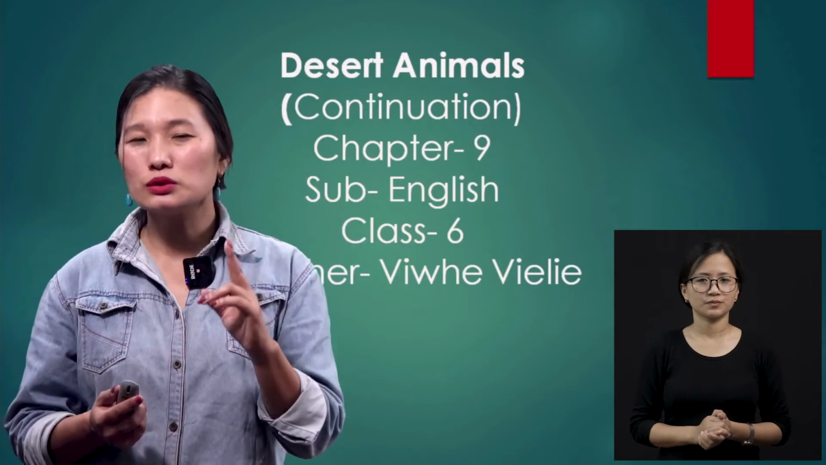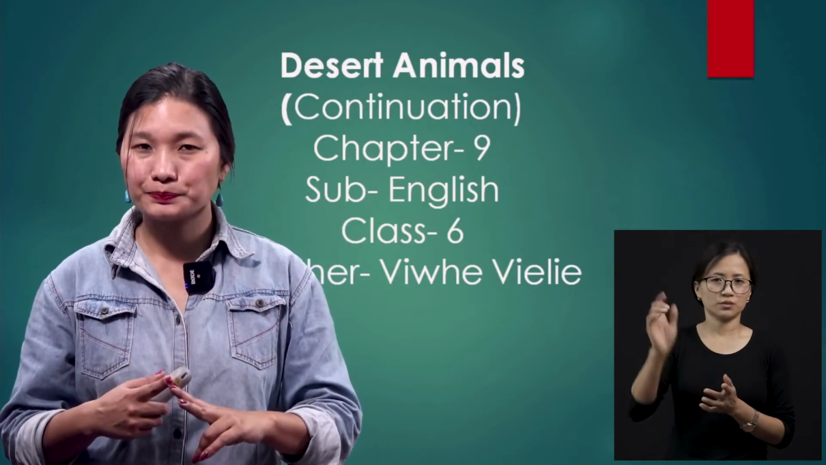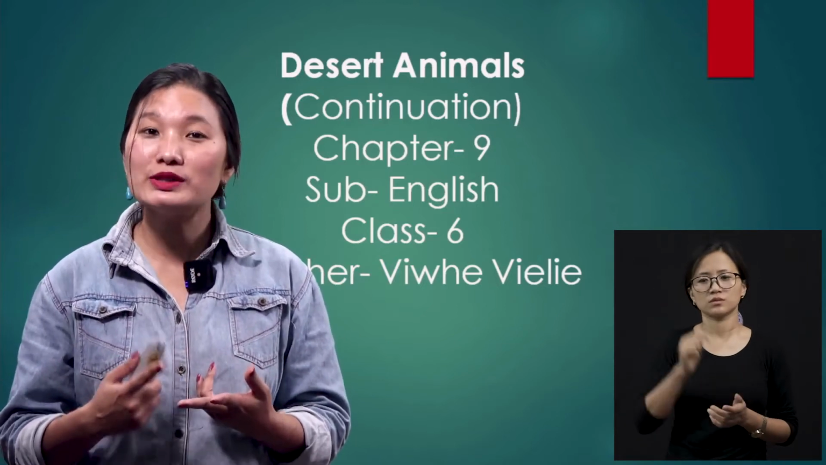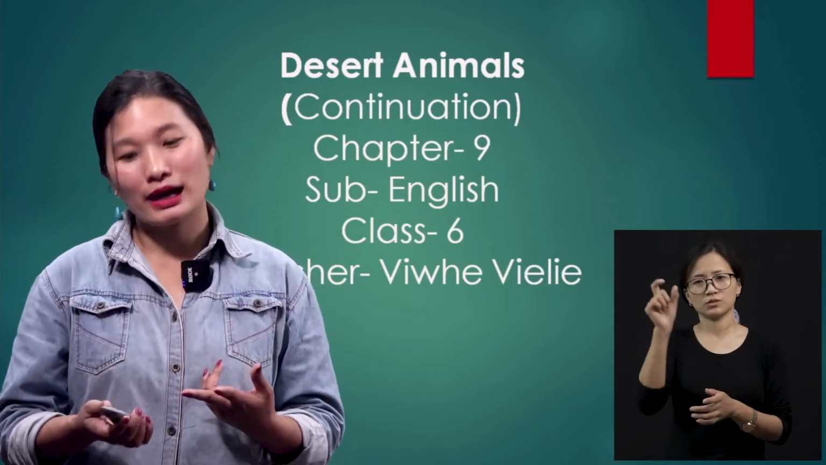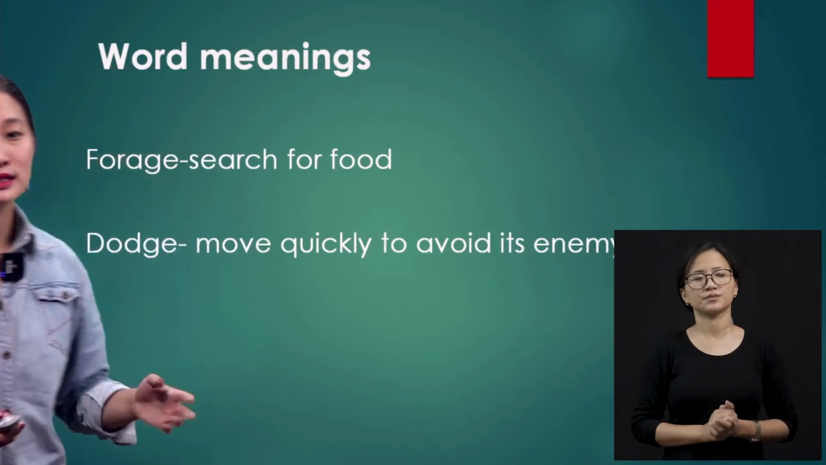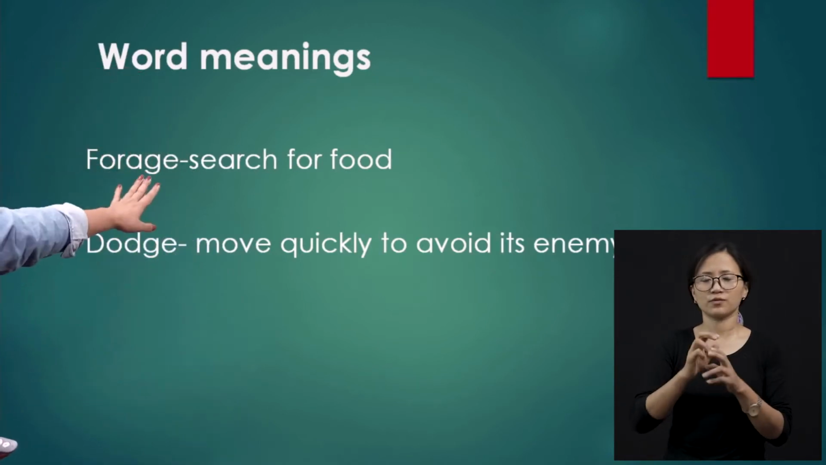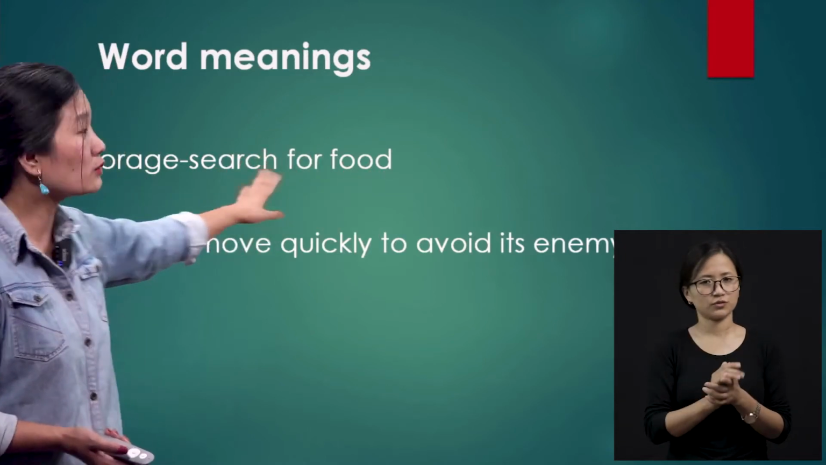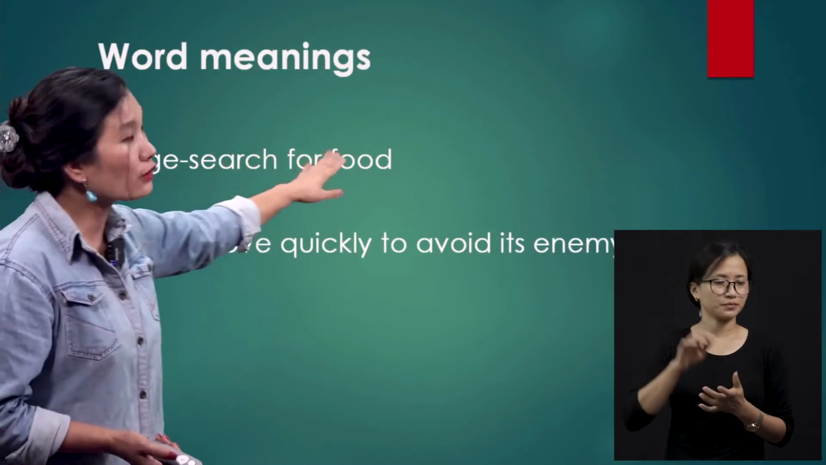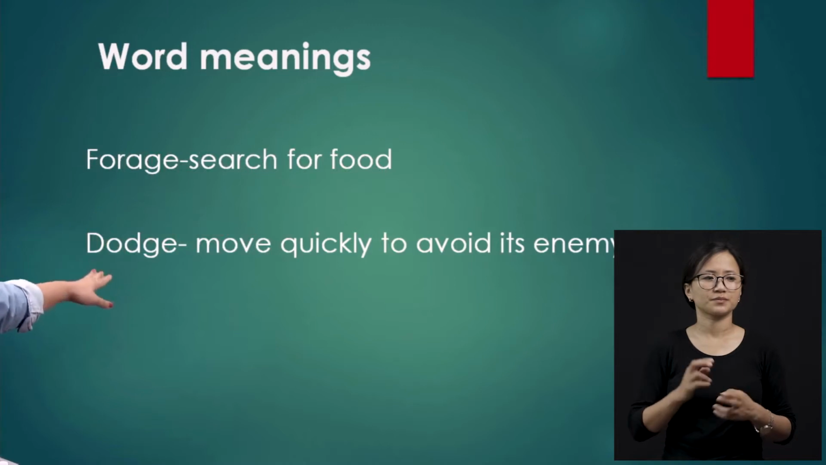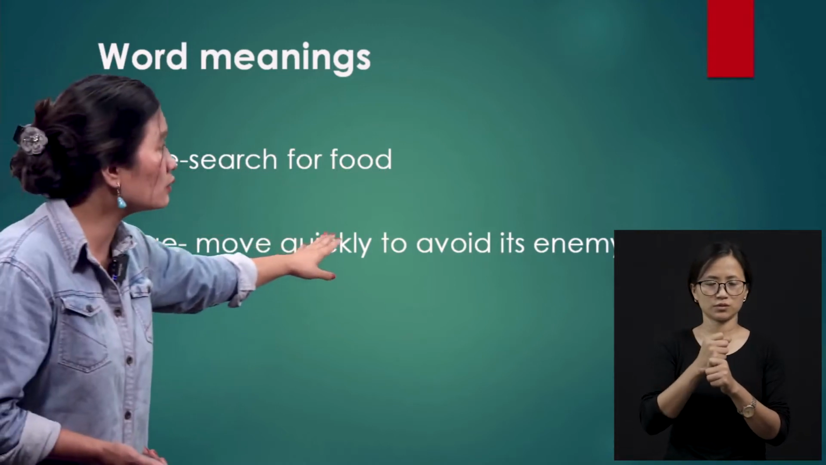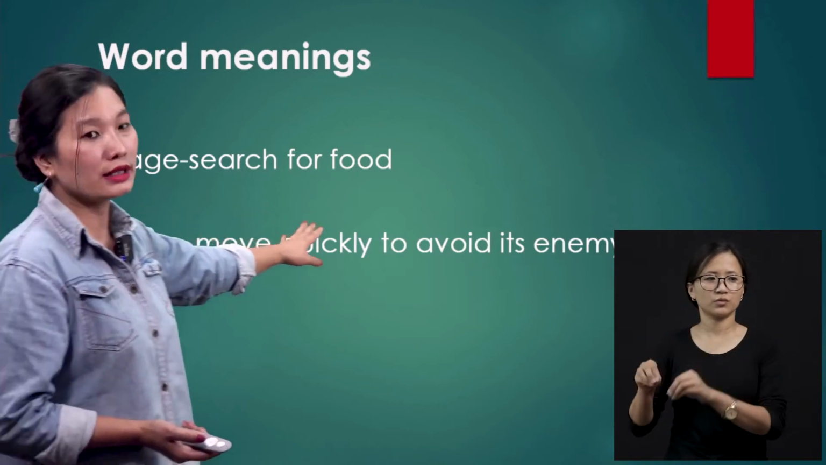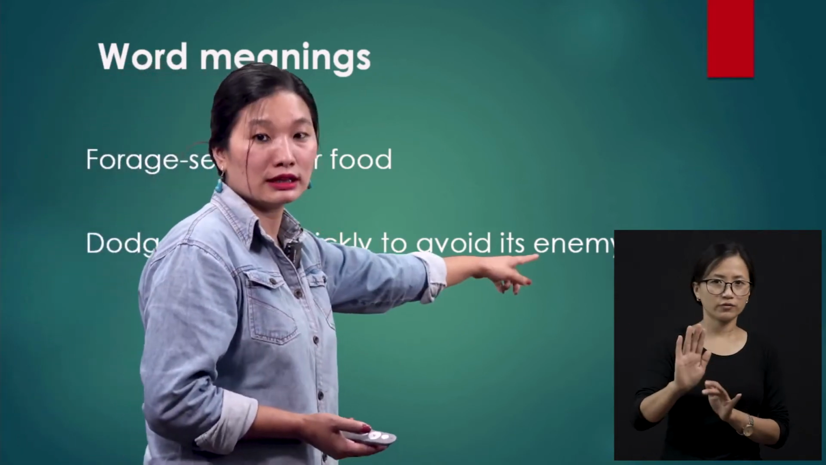I'm just going to teach you 2 word meanings for this session. One I've already taught you in the previous class, but we are going to be using that same word again. Yes, forage, we have already done that in a previous class. Forage means search for food. Let's repeat, forage, search for food. And next, dodge: move quickly to avoid its enemy. Let's repeat, dodge, move quickly to avoid its enemy.